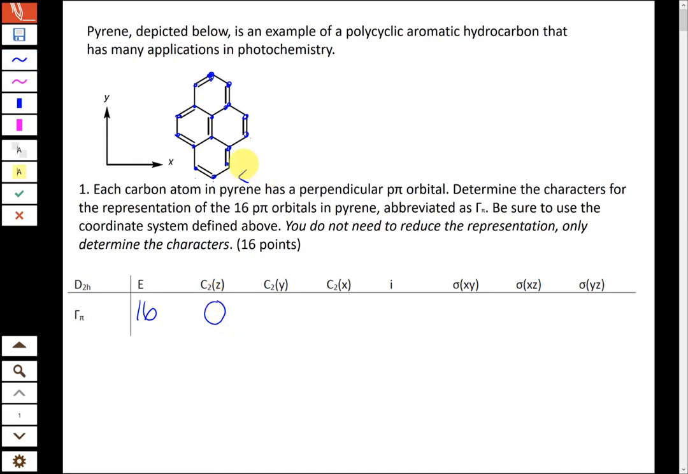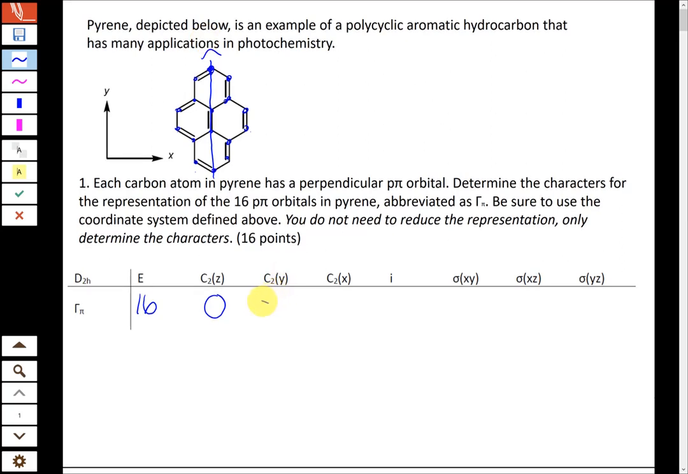Now C2(y) is a little bit different, because our y-axis goes right through the center of this molecule. When we rotate about y, we're going to be flipping it over about that axis. So the orbitals that are off that axis are going to move and contribute 0, but the 4 pi orbitals that are on the axis, 1, 2, 3, 4, are going to flip over and change their sign. If you say the positive phase is facing out of the page, when you rotate about that axis, the positive phase will flip over and face into the page. So we have 4 orbitals changing sign, which means we get a total character of -4 for that operation.